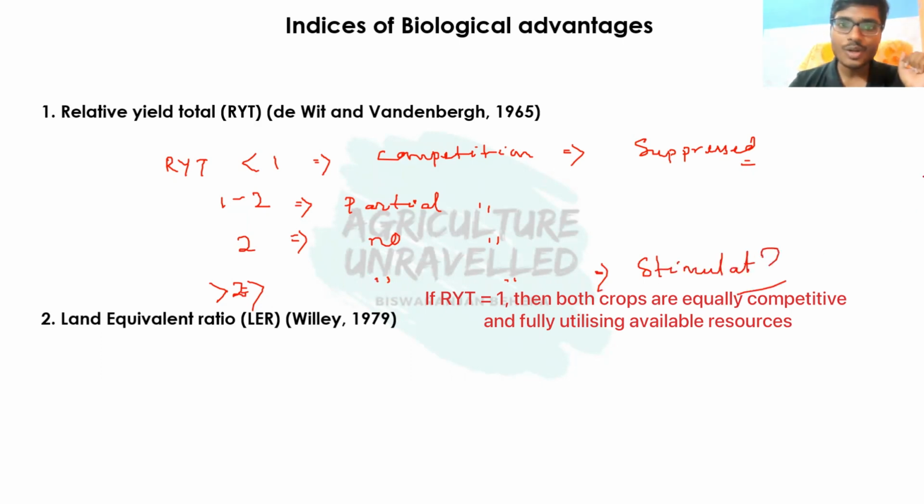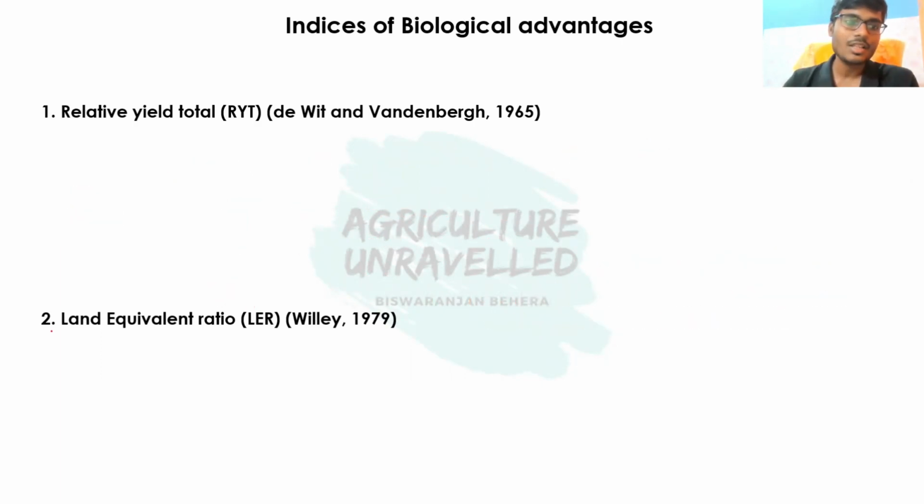So in our example, the relative yield total value was 1.5. So it indicates that there is a partial competition between wheat and the mustard crop. I hope the concept is clear now. Now coming to the second indicator, that is land equivalent ratio. This land equivalent ratio was given by Wiley. This is one of the most commonly used indicators for agronomic yield advantage.